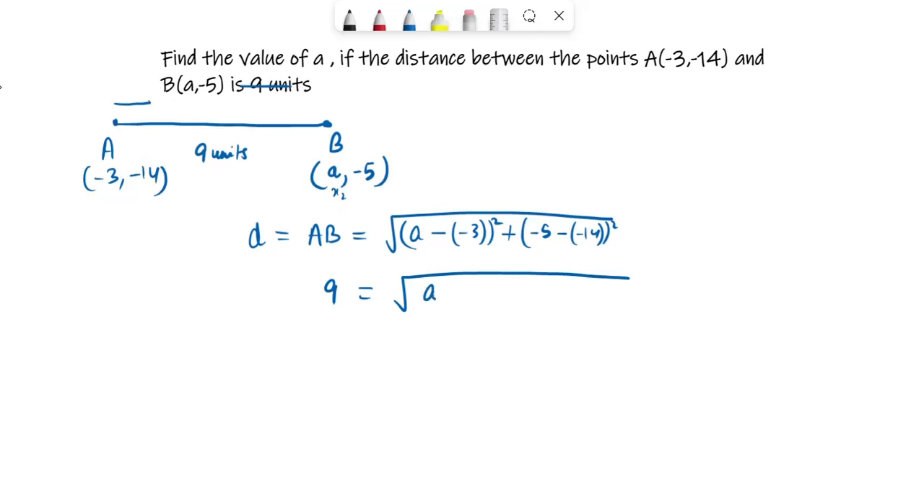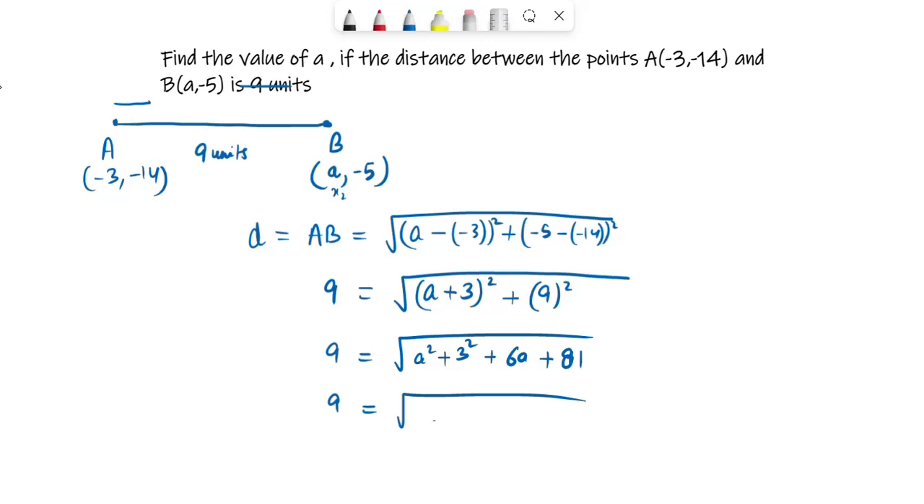A minus minus 3 is nothing but a plus 3, whole square, plus minus 5 plus 14. Minus 5 plus 14 is 9, square. So you have 9 on the left side, and on the right hand side you have the root of a square plus 6a plus 9 square, because (a plus 3) whole square is a square plus 6a plus 9. And 9 square is nothing but 81. So the right hand side has a square plus 6a, and 9 plus 81 is 90.